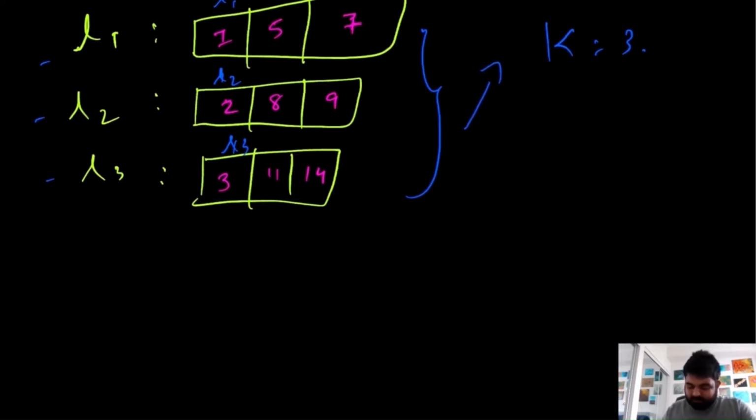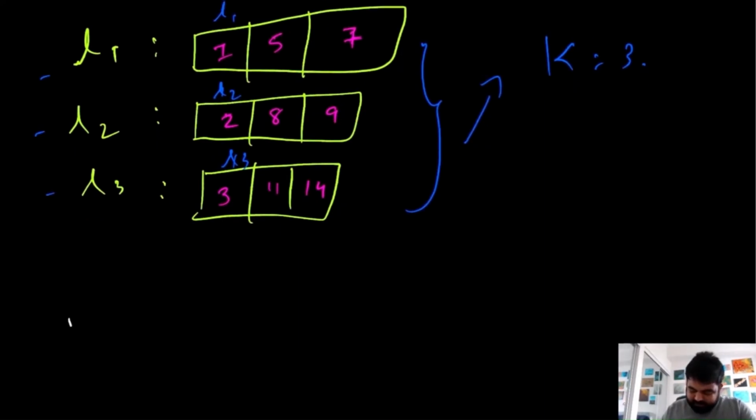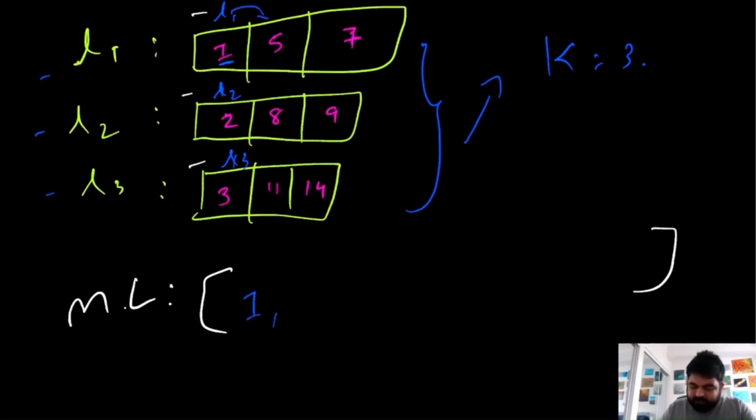So the approach that comes to mind is, okay, let's just create our merge list, and inside the merge list at any point we are going to compare all the values between L1, L2 and L3, and whichever is the smallest we are going to pick that one. In this case, the smallest value is 1, so we'll pick 1 over here, and then we will update the value of L1. L2 and L3 will still remain the same.